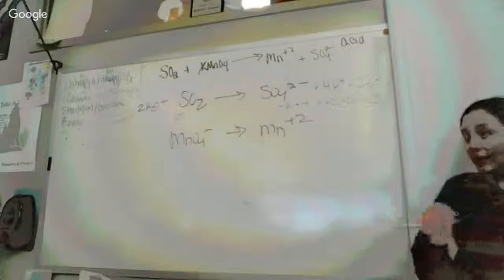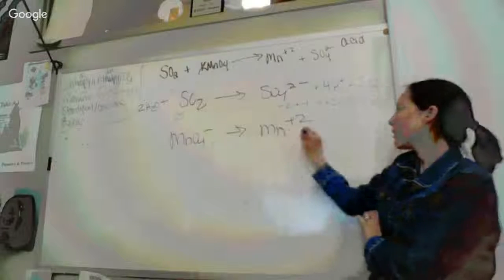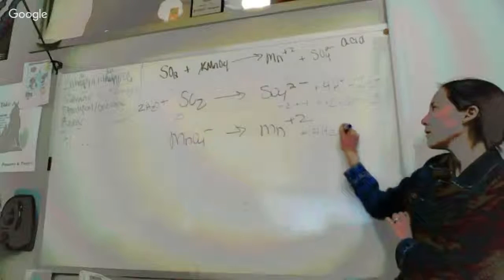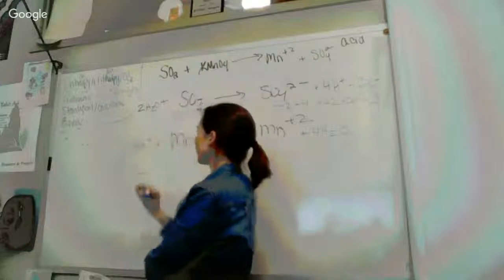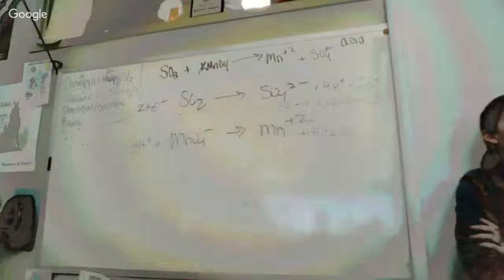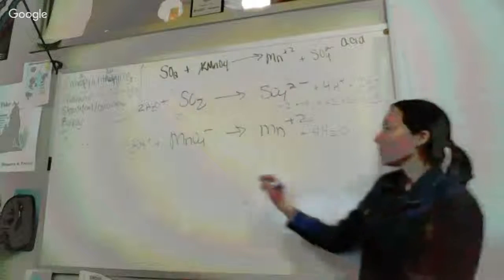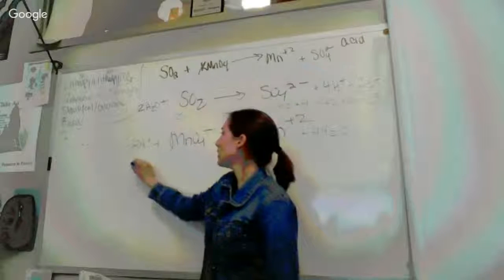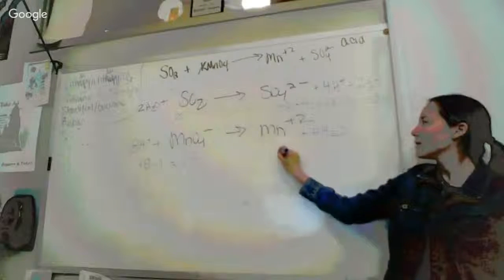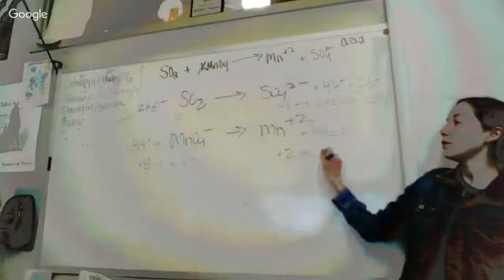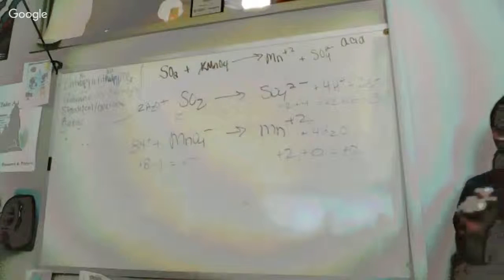I have to balance my second half reaction using the same steps. Since I have 4 oxygens here, I'm going to put 4 waters here, which then gives me 8 hydrogens here. So far, so good. Okay. So on this side, I have 8 positives minus 1 negative. So that gives me +7. On this side, I have a +2, and then that's no charge. So it's just a +2. So what do I need to do to make the 2 sides equal?